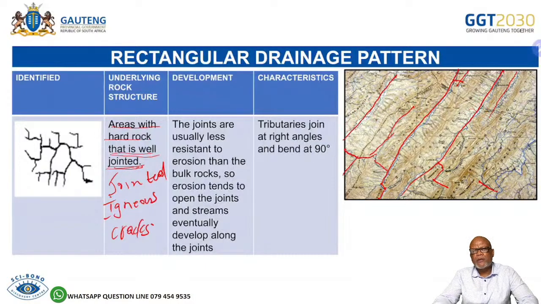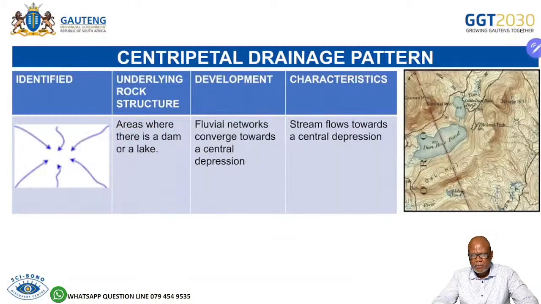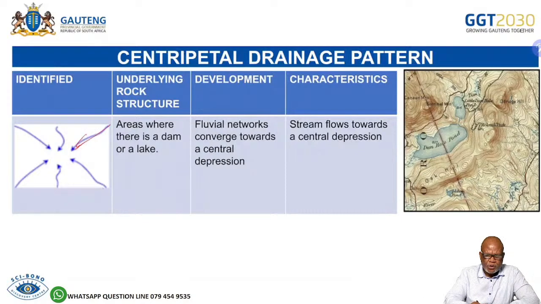Then what are we going to get there? We are going to have what we call your rectangular pattern. Then we have what we call a centripetal drainage pattern. Centripetal, as you can see here, it is represented like that. So centripetal is the opposite of your radial pattern.